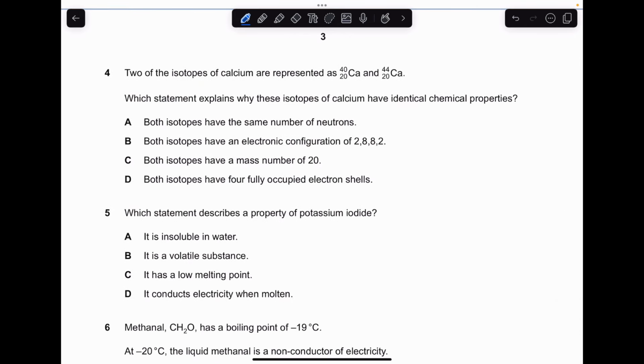Question number 4. Two of the isotopes of calcium are represented by calcium 40 and calcium 44. Which statement explains why these isotopes of calcium have identical chemical properties? Basically, the chemical properties of two elements are identical because of their valency electrons, or the last electron shell. These both are the same element, calcium, but different isotopes, which means they will have the same number of electrons in their outer shell. So the reason will be B.